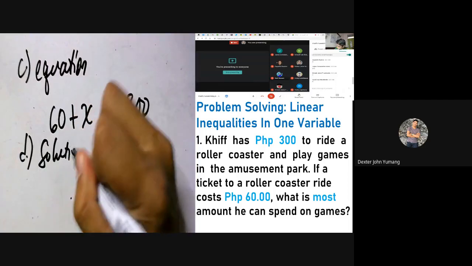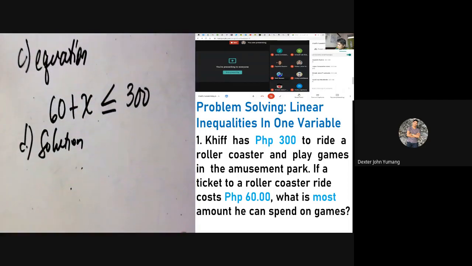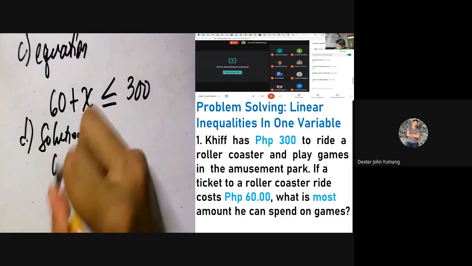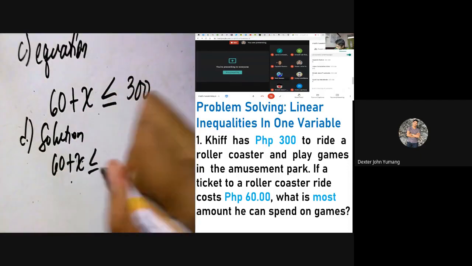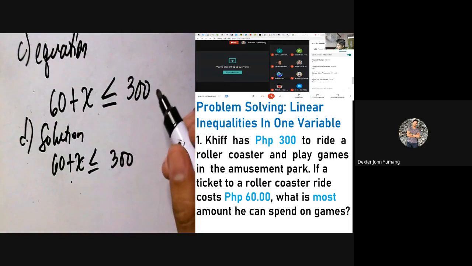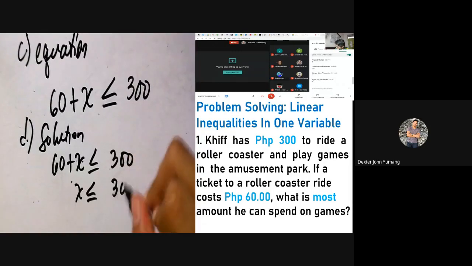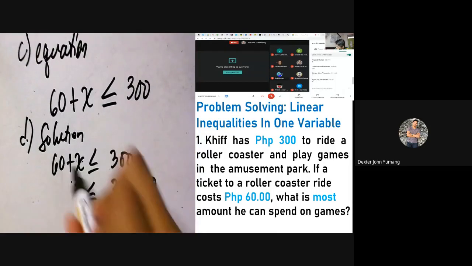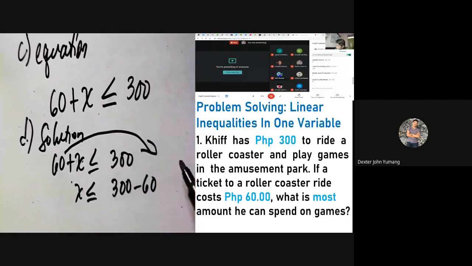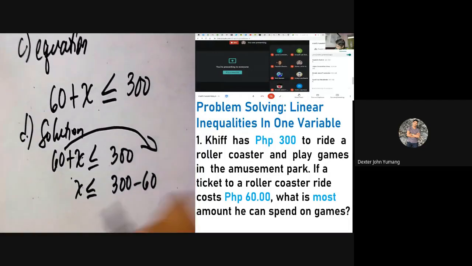Solution. So please copy muna si equation, then solution tayo. So 60 plus x less than or equal to 300. All variables should be placed on the left side while all the numbers should be placed on the right side. So x less than or equal to 300 minus 60. Saan galing minus 60? Nilipat siya papunta dito. Okay, using the additive inverse. Next, 300 minus 60, that is 240. So our answer here should be less than or equal to 240 pesos. So this is now the answer.